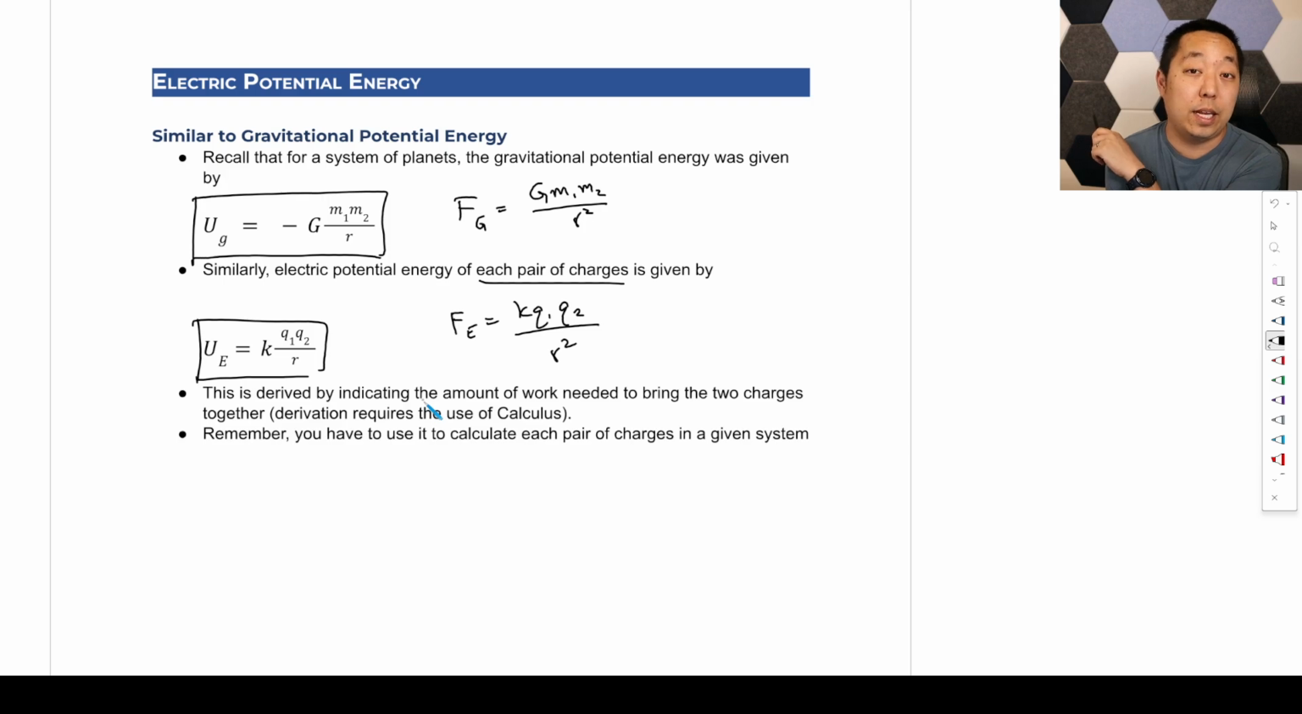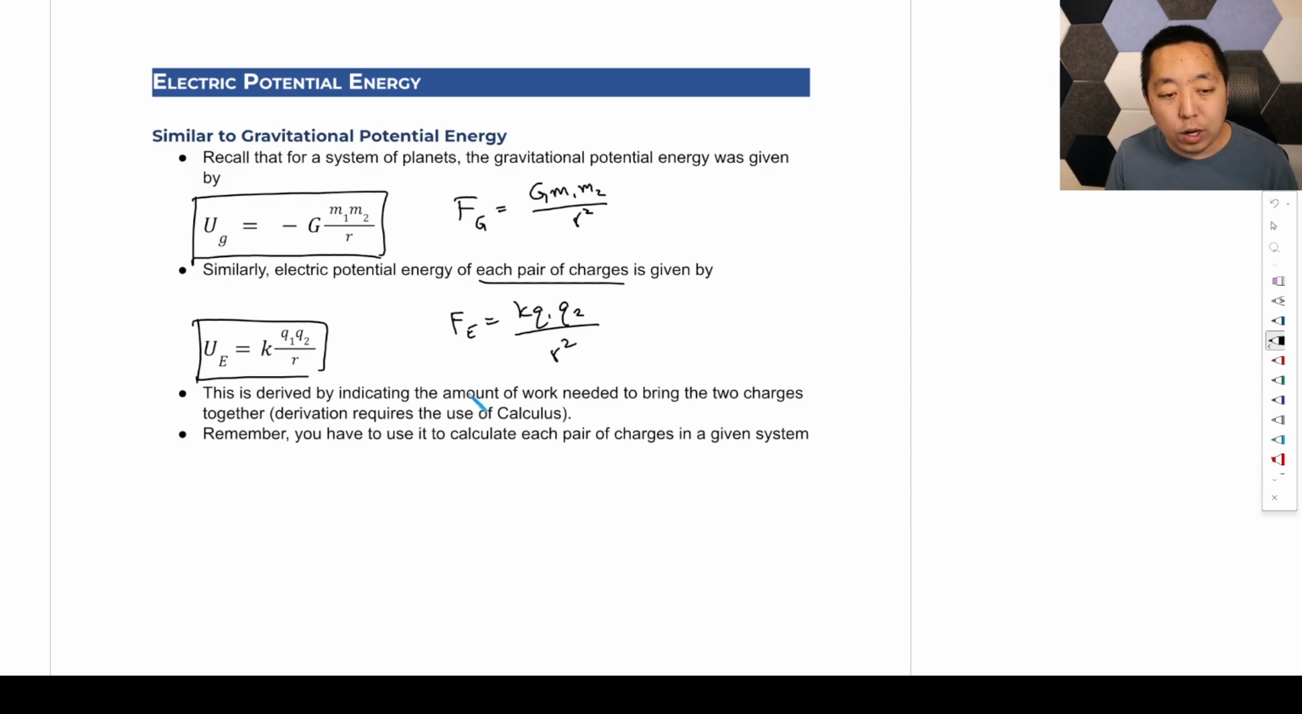I'll make that a separate lesson for those of you in AP Physics C to make sure you understand where this is derived from, but it does require the use of calculus to derive that potential energy. And for this lesson, we're just going to focus on how we use it to calculate pairs of energy. If they're both the same charge, it's going to be positive potential energy, and if one's positive and one's negative, it's going to be negative potential energy, which is very similar to how we did with gravitational potential energy.